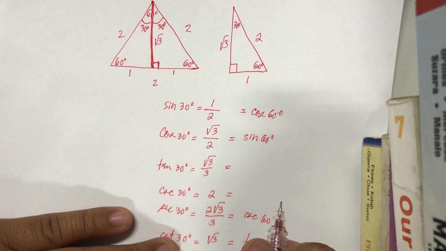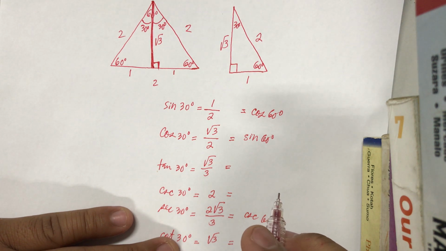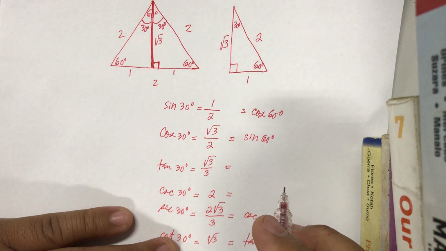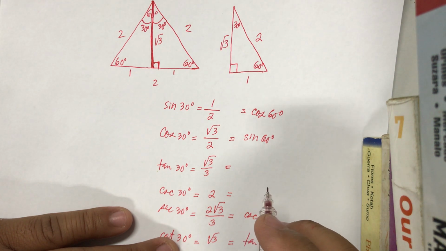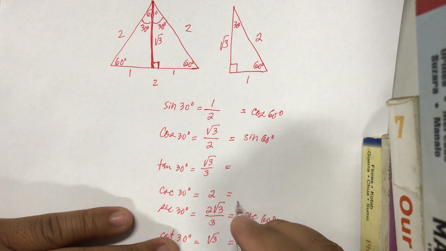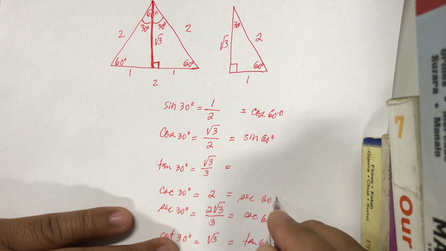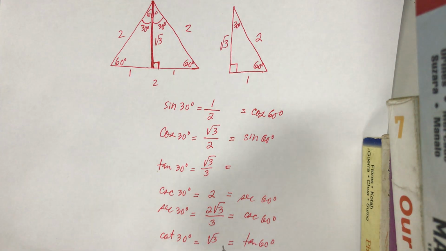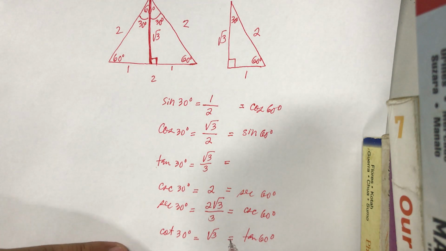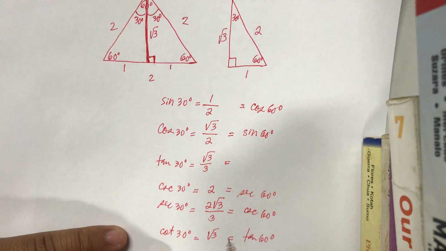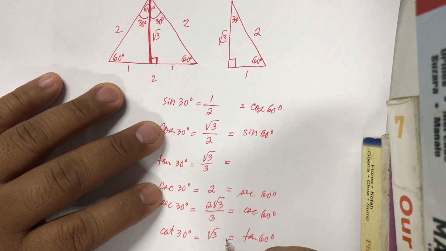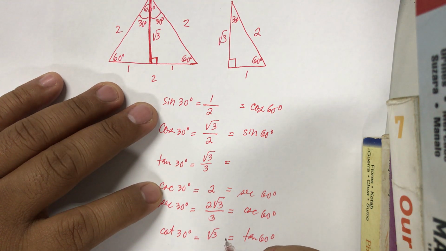Secant 60 degrees is equal to 2, since cosine 60 degrees is equal to 1/2. The reciprocal of 1/2 is equal to 2. It follows, therefore, that secant 60 degrees is equal to cosecant 30 degrees. Why? Because, again, they are co-functions. Secant, cosecant.